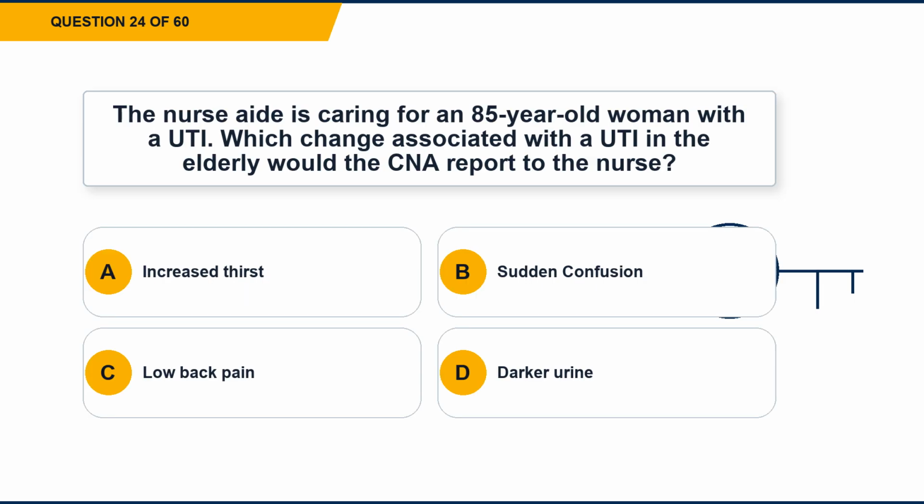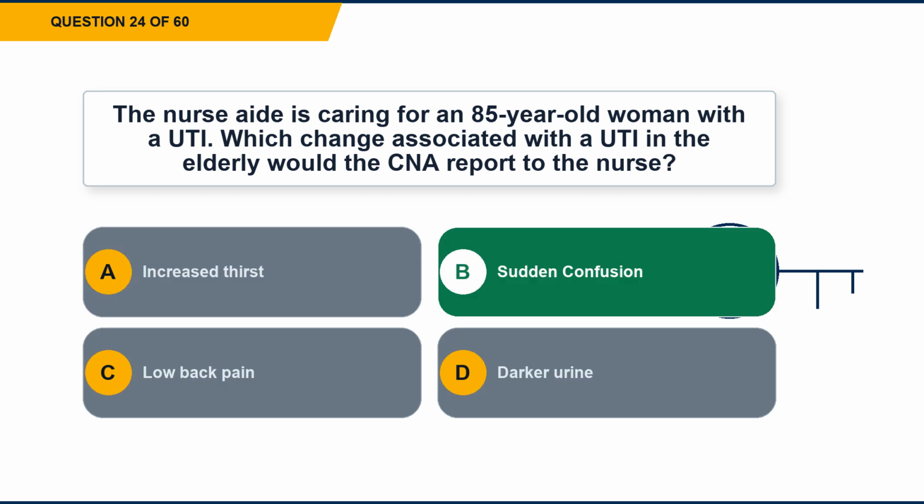Question 24. The nurse aide is caring for an 85-year-old woman with a UTI. Which change associated with a UTI in the elderly would the CNA report to the nurse? Option A, increased thirst. Option B, sudden confusion. Option C, low back pain. Option D, darker urine. The correct answer is option B, sudden confusion.